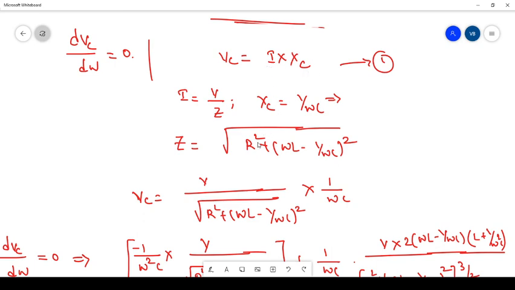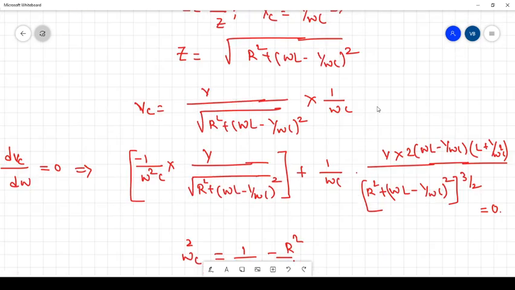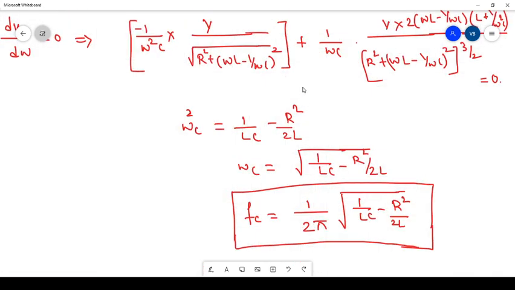I value is V by Z. Z value you already know. Those values you substitute here, and then you simplify the entire equation, equating it to 0. Then you are going to get omega c whole square equals 1 by LC minus r square by 2l. So finally you are going to get this formula.